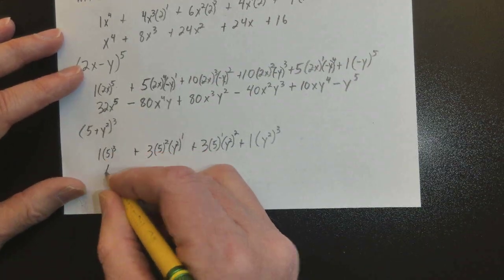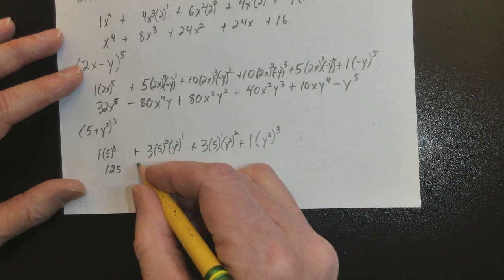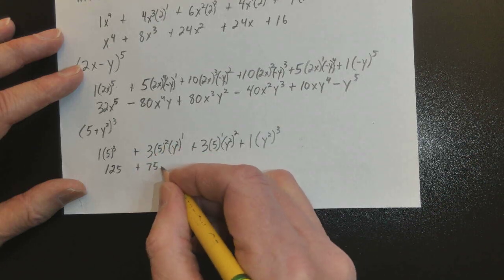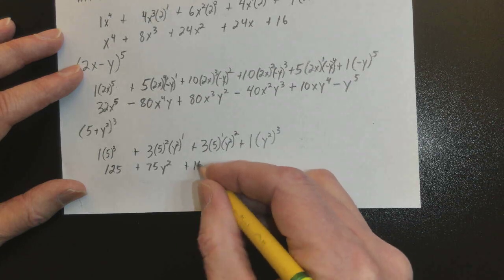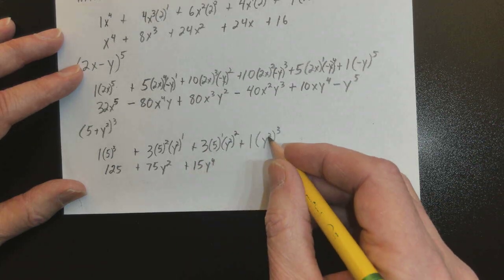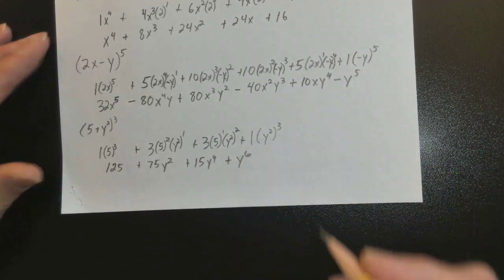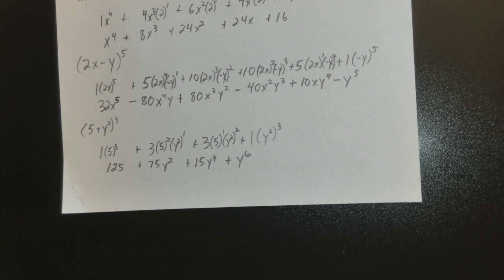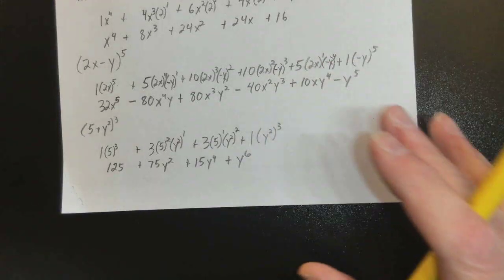5 times 5 times 5 is 125. This is 25 times 3, that's 75y squared, plus 15y to the fourth. Y squared cubed, that's y to the sixth. All right. Any questions? Go ahead, Michael.